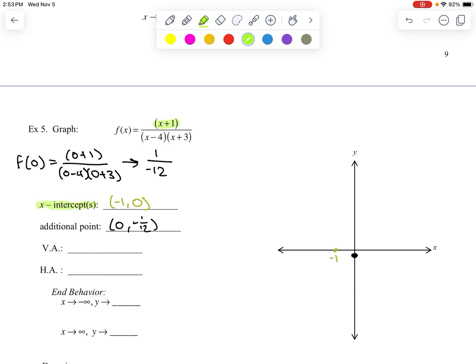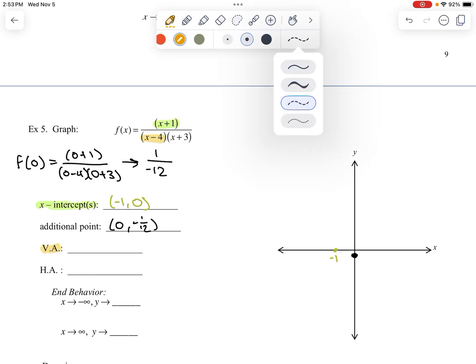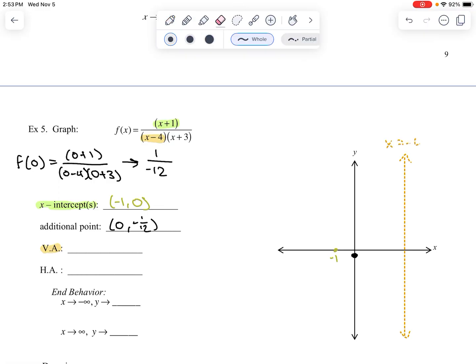Okay. For the vertical asymptotes, there are two. Okay. So at x minus 4, that means x is going to be equal to positive 4, opposite of minus 4. So that's going to be right here. And then the other vertical asymptote is x plus 3. So that means at negative 3.